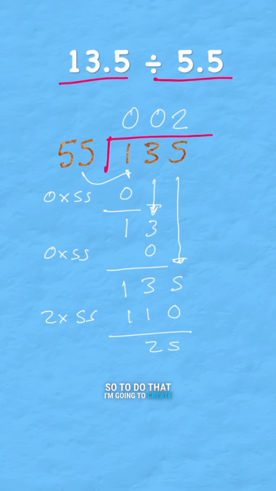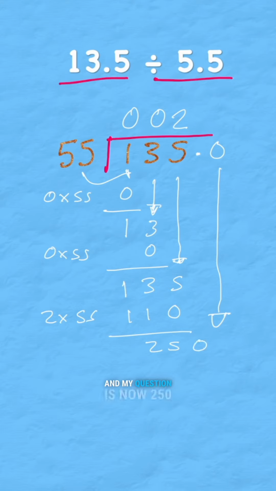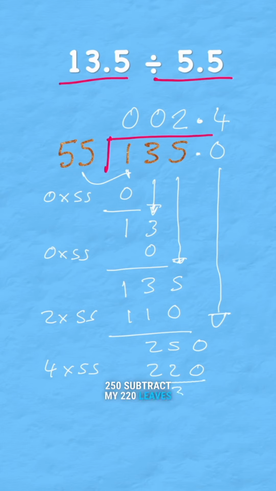So to do that, I'm going to create my decimal and a 0, bring down my 0, and my question is now 250. So I need to put my decimal in the answer row as well. 250 divided by 55 is 4 whole, and 4 times 55 is 220. 250 subtract my 220 leaves me with 30.